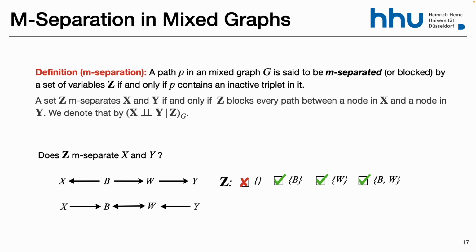Now, if I have a collider case like this, it's the same. If we don't condition on the colliders, then the path is blocked, so X and Y are m-separated. With B, I can open one of the triplets while the other is still inactive. So either B or W works, but they both cannot.